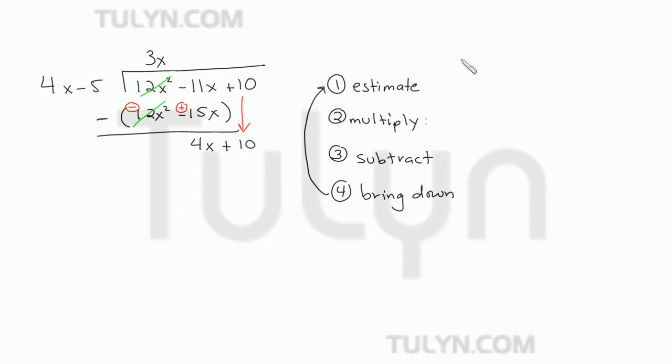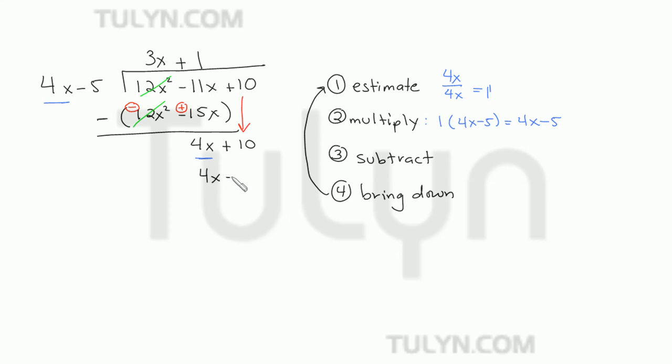So now we want to estimate 4x into 4x, first term here by first term here. We're just going to get 1 in this case. So we want to add a 1, and then multiplying 1 times 4x minus 5 is just going to give us 4x minus 5.